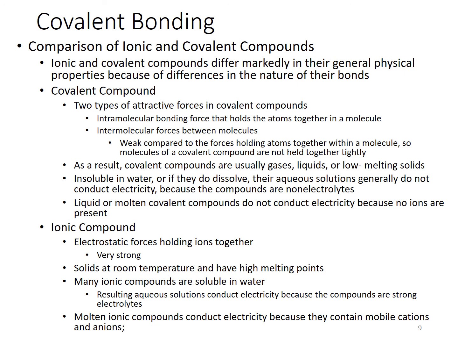Since covalent compounds are not forming ions in solution, very rarely do they conduct electricity if they are dissolved in water, for example, which they often do not dissolve in water. Where these ionic compounds, if they're dissolved in water, we know that they become strong electrolytes, so they can conduct electricity. And even if you do melt an ionic compound, which is very hard to do, that will also conduct electricity because they have these mobile cations and anions. So there are some pretty marked differences between these two.